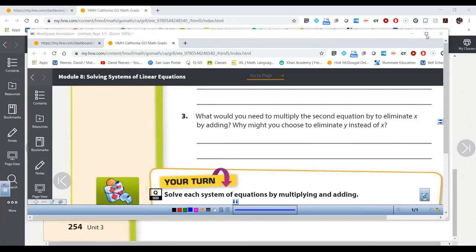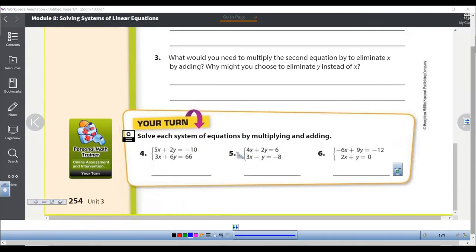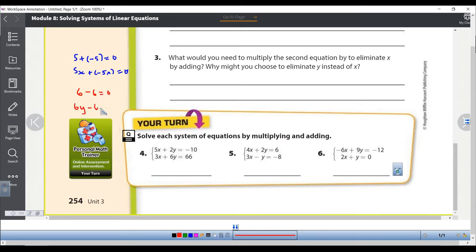Remember, with the elimination method, our goal is to either add or subtract the equations together and eliminate a variable. In the previous video, we talked about the fact that when you add opposites, you will always get 0. So 5 plus negative 5 is equal to 0. So 5x plus negative 5x would equal 0, and that would eliminate the x's. Also, if terms are the same, not opposites, you could subtract. 6 minus 6 is 0, so 6y take away 6y would also equal 0, and that would eliminate the y's.